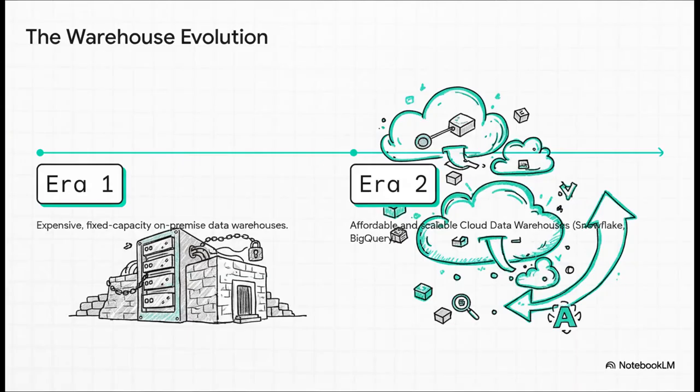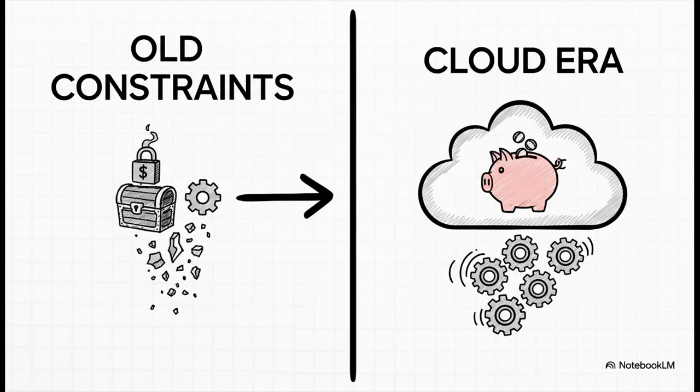Yeah, you can really think of this as two completely different eras. In Era 1, we had these clunky, expensive on-premise warehouses with fixed limits. But then, boom, Era 2 hits with the arrival of these incredibly powerful, scalable cloud data warehouses. We're talking about tools like Snowflake, Google BigQuery, and Amazon Redshift. And just like that, the old rules didn't apply anymore.